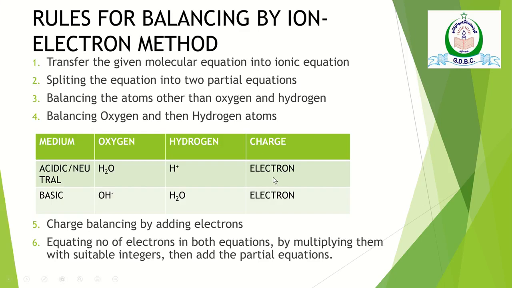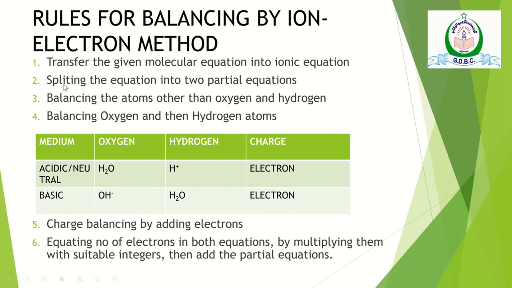Let us discuss the rules for balancing by ion electron method. Here are 6 rules by following which we would be able to balance a redox equation. So rule number 1 is transfer the given molecular equation into ionic equation. If our given equation is already in ionic form, then this step is not necessary to do.